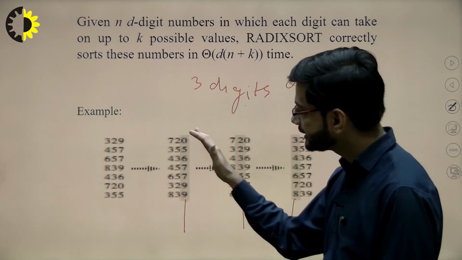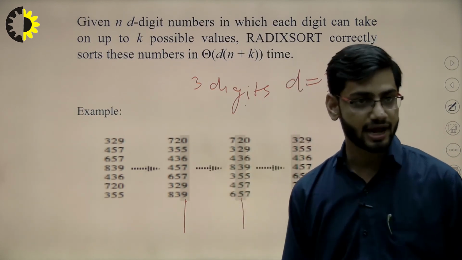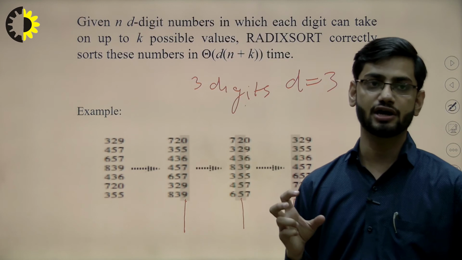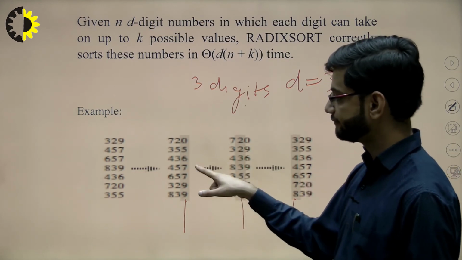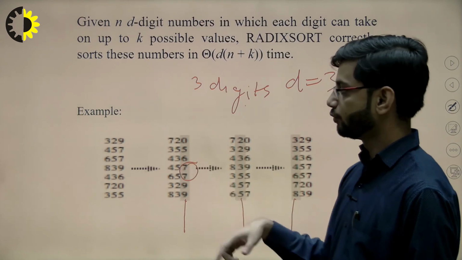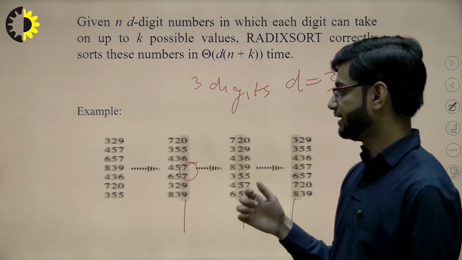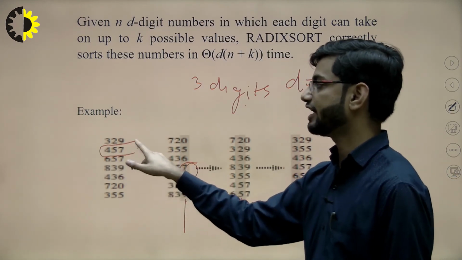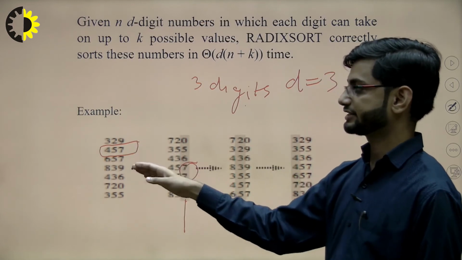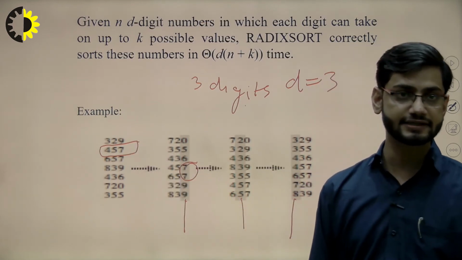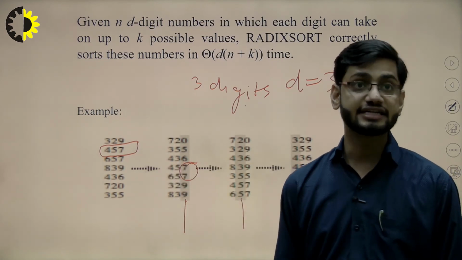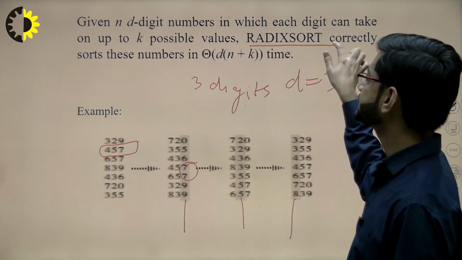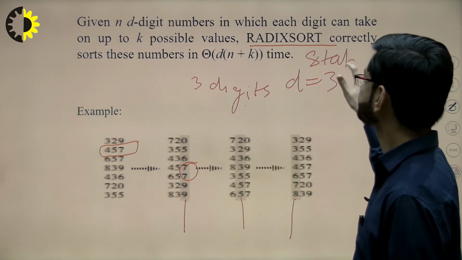When you are solving the unit digit, it might be possible that two numbers are of equal weight. For example, this 7, 7. So with 7 you will pick the first 457. Why? Because 457 and 657 have the same unit digit 7, but you will pick 457 first. That's why this radix sort is a stable sort.